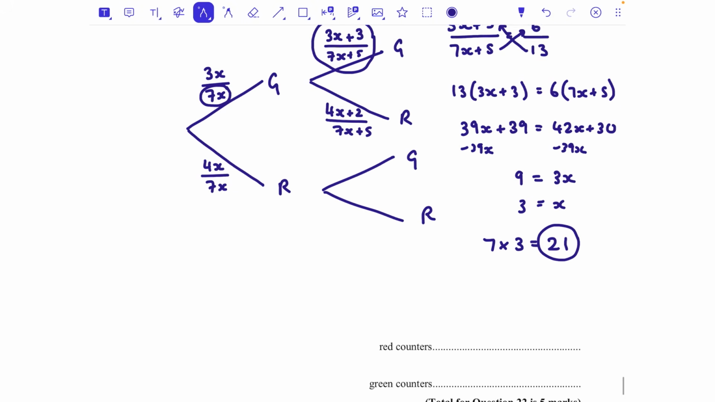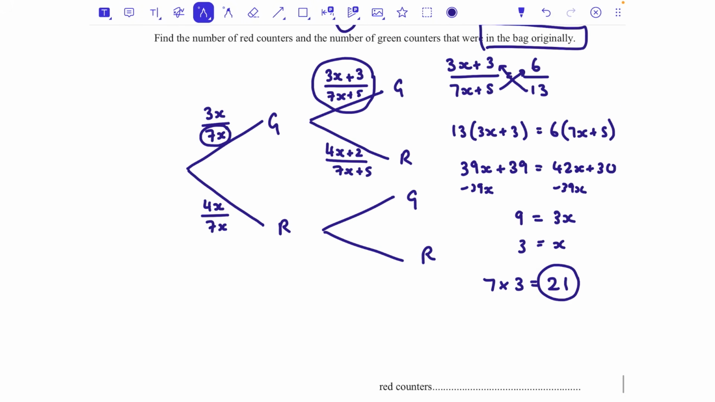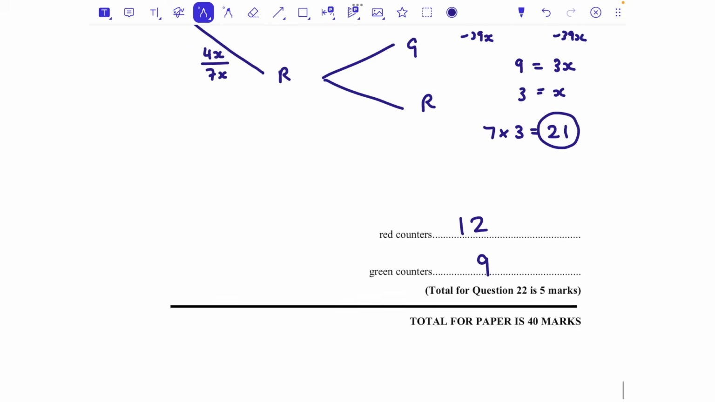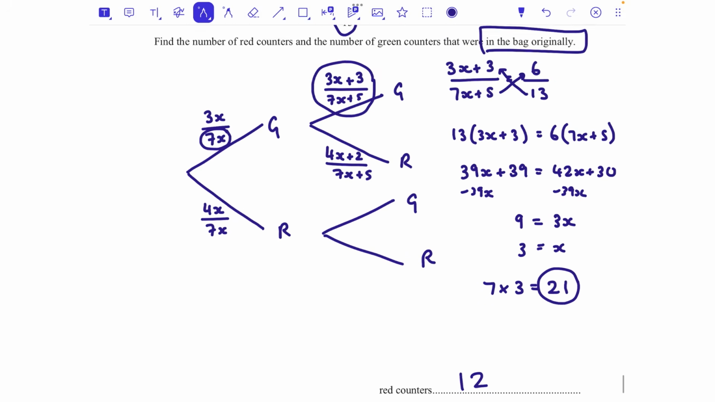Really tricky, that one. Oh, we've got to do red and green separately, have we? Okay, so green was 3 lots of 3, so that would be 9. And red would be 4 lots of 3, so that would be 12, and that does indeed add to make 21. There we go, 5 marks. Very, very tricky last question.